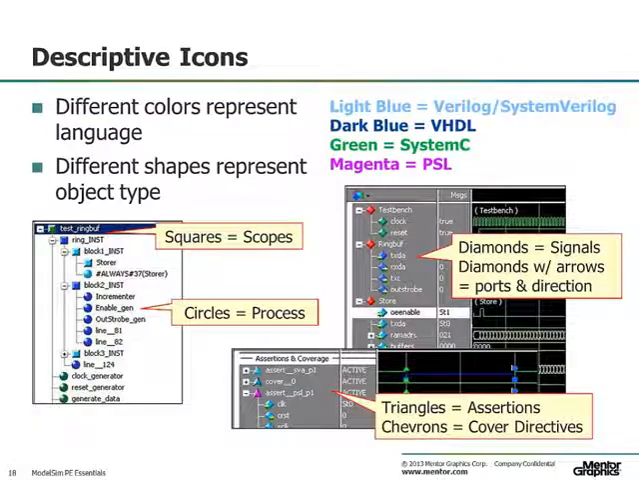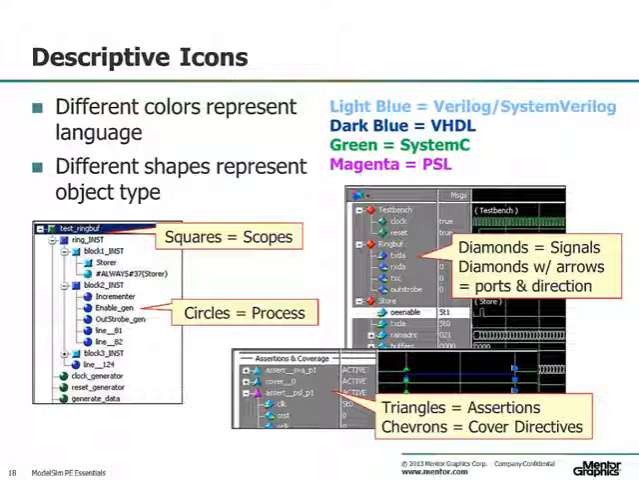Over the years, we've also built more descriptive icons. Different colors represent different languages, different shapes represent different object types. The squares equal scopes, circles are processes, colors also mean something. Light blue is Verilog or SystemVerilog. We also know that dark blue is VHDL, and the optional simulation capabilities of SystemC are in green. And even though we don't support the assertions or cover directives in ModelSim, for the sake of completion, I also implemented or showed you that PSL is a magenta color. In addition, you can see that icons in the wave window and all the other windows also have significance.